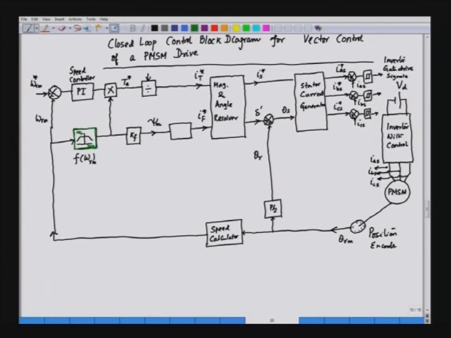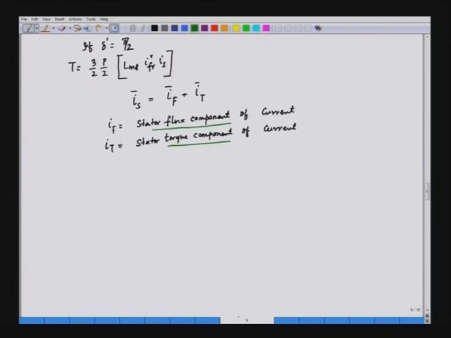Now, what is psi m? Psi m is the magnetizing flux, which is the resultant of the field and the stator. Now, let us see what is psi m. Now, we have already seen that we have psi ds, the d axis stator, and we have the d axis rotor, that is the field, and we have the q axis stator, that is qs.